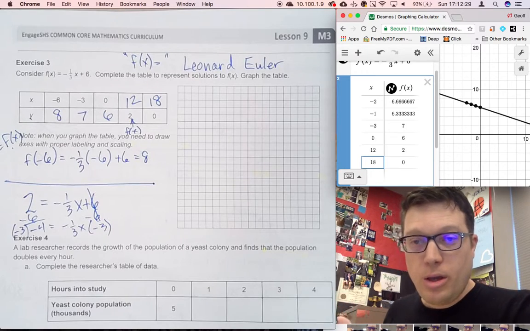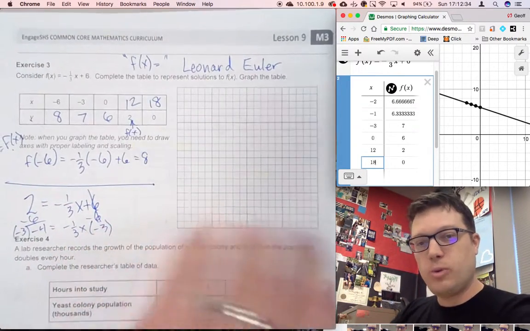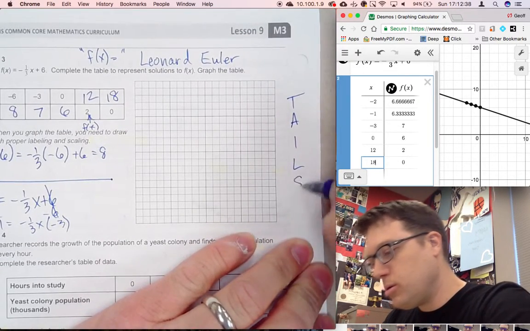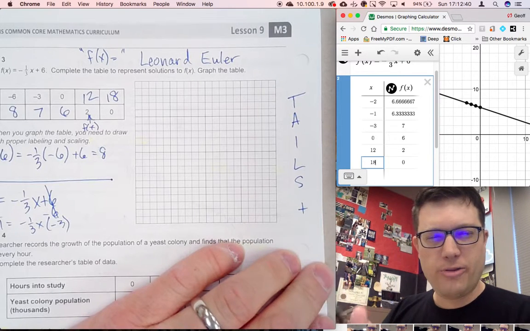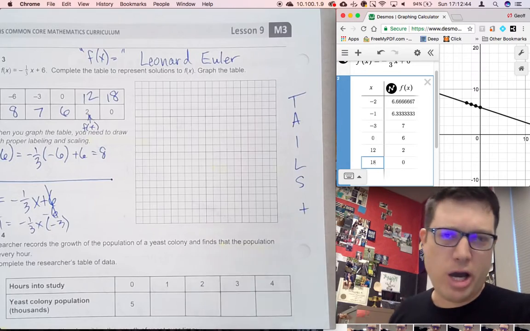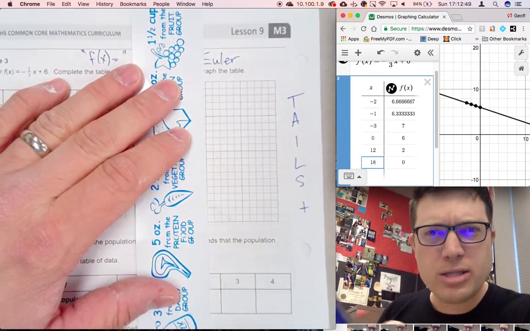Now, taking these points, we need to plot them in a table. And this is where I'm going to remind you of tails plus. I heard it from a math guy that teaches in Leavenworth, and I'm like, that's genius. So I'm going to try to emphasize it as much as possible here, and then hopefully it sticks in your brain for the rest of your life.